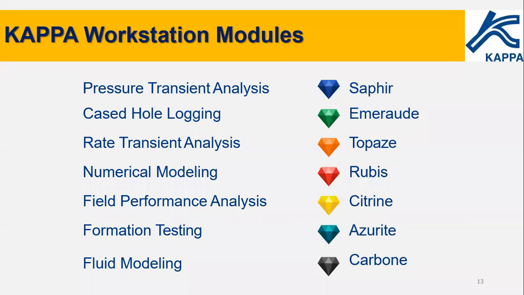And the last one is the fluid modeling, Carbon, which is recently developed. It's a part of KAPPA Generation 6. We are in KAPPA G5, Generation 5, right now. So fluid modeling is by using Carbon. Carbon is basically for your PVT simulations, carrying out the flash experiment in the lab, doing the equation of state analysis. It's one of the most recently introduced modules in KAPPA.